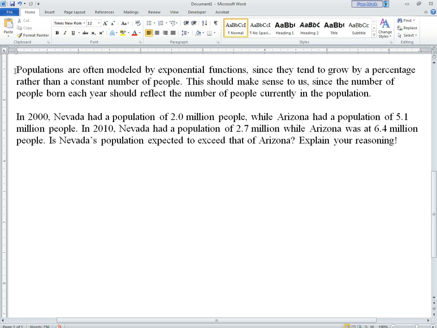So then, this is a true statement. Populations are often modeled by exponential functions, since they tend to grow by a percentage rather than a constant number of people. So it really depends on how many people you have in the population, because of course they have kids, and that depends on how many kids are born, depends on how many people are alive.